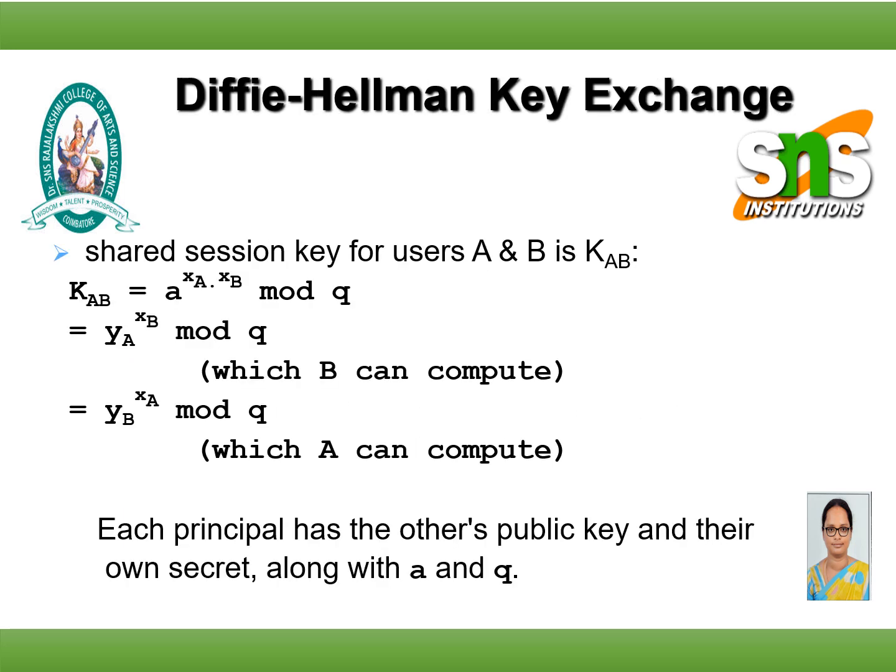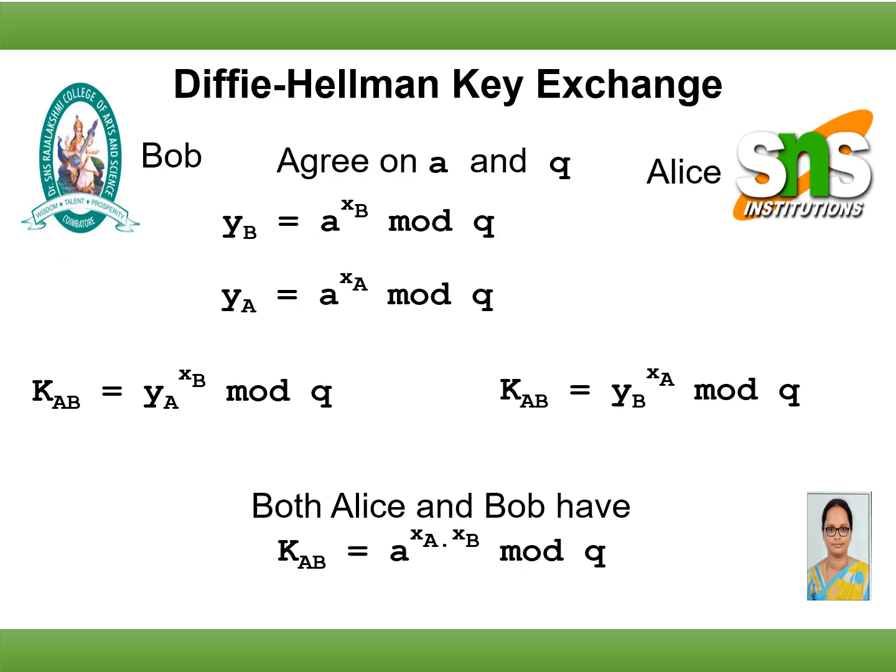So the session key for users A and B is KAB. Here KAB equals A power XA into XB mod Q. That is, YA power XB mod Q, which B can compute, and YB power XA mod Q, which A can compute. Each principal has the other's public key and their own secret, along with A and Q.